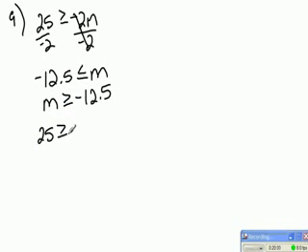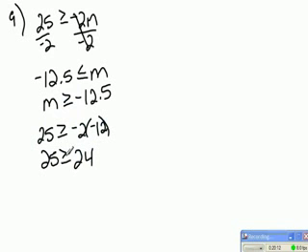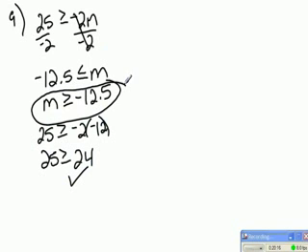So 25 is greater than or equal to negative 2 times negative 12. 25 is greater than or equal to, negative times a negative is a positive, 2 times 12 is 24. Is 25 greater than or equal to 24? Yes. So that answer was correct.